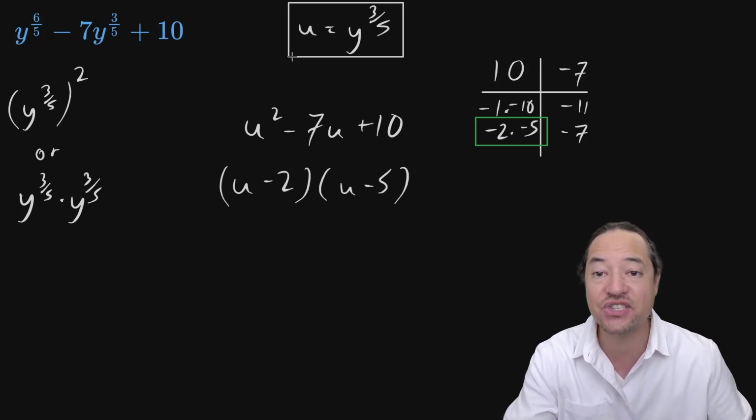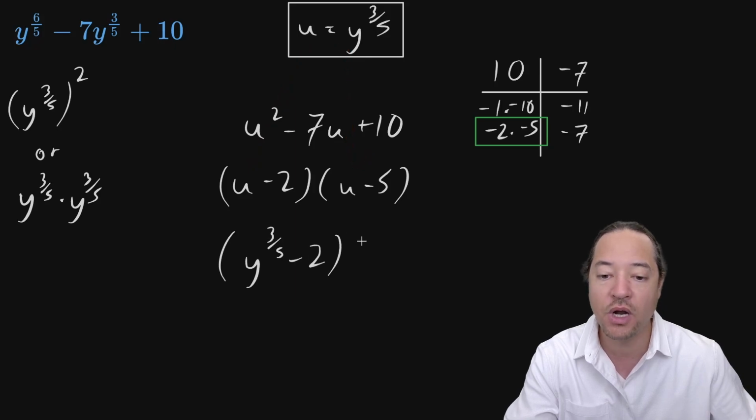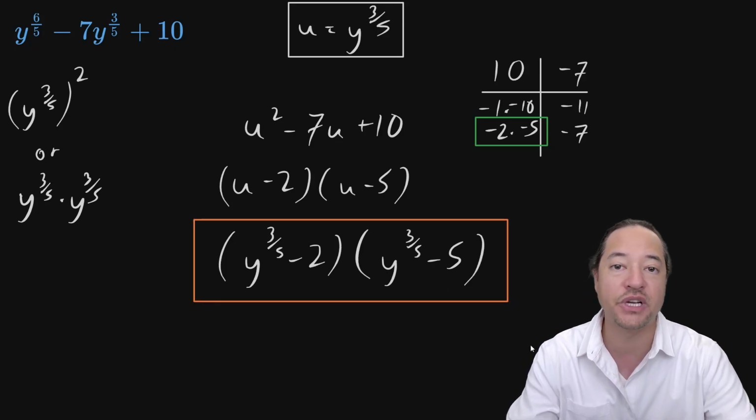And then we just have to substitute our u back in here, right? That's going to be a y to the 3/5. So this now becomes y to the 3/5 minus 2 multiplied by y to the 3/5 minus 5. And that should be it. That'll be our factored form.